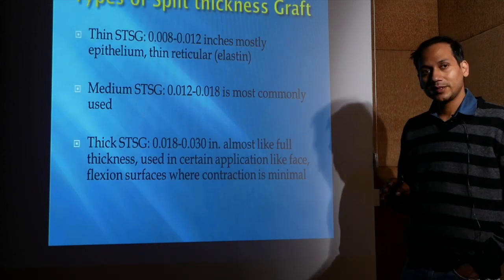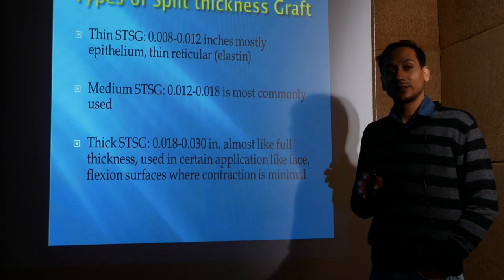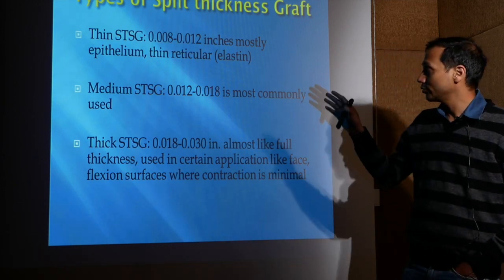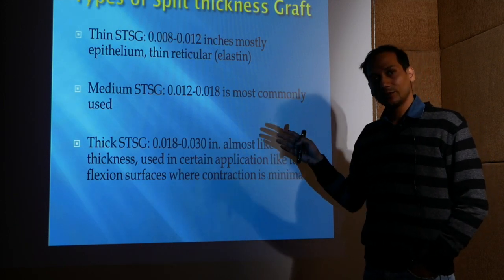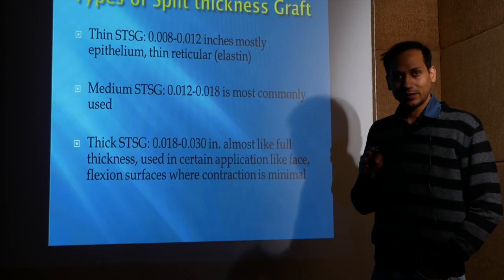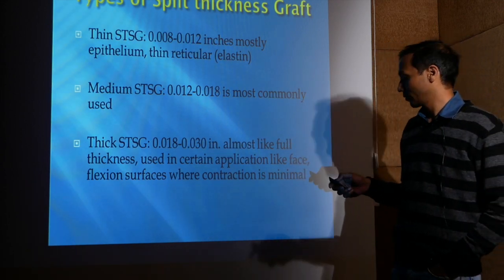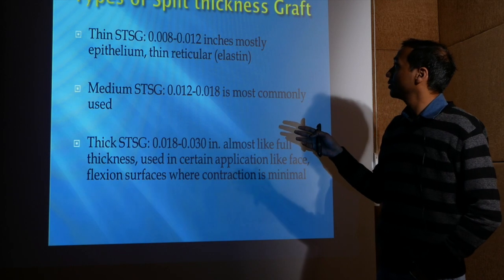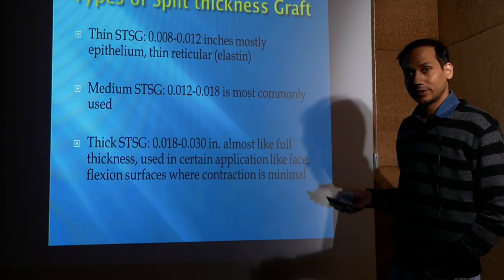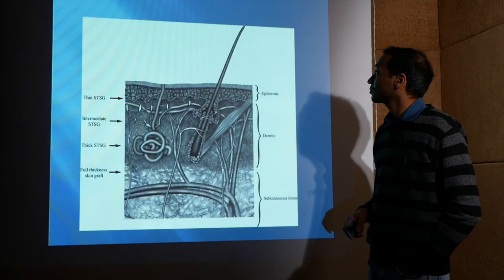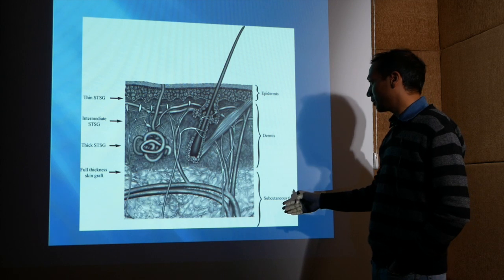Now the split thickness, also known as Thiersch's graft, is further divided into thin, medium and thick split thickness, depending on the amount of dermis present in the graft and on the thickness, which is 0.008 to 0.012 inch up to 0.30. These are the various layers of the skin: epidermis, dermis and the subcutaneous tissue.